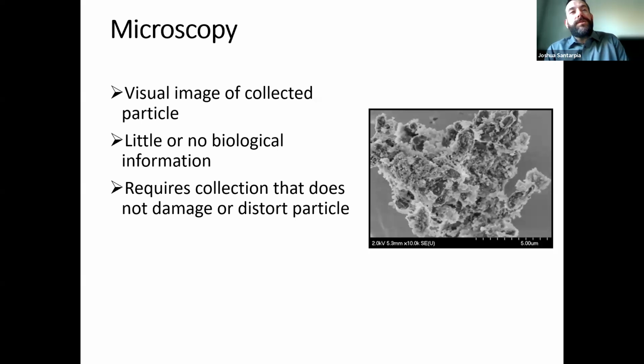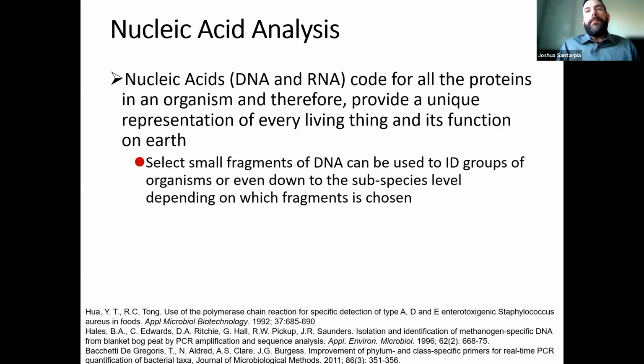Microscopy, as I said, you get a visual image of the collected particle. There's little or no biological information involved here. So if I asked you, what is this picture of, you would say, I don't know, it's some fuzzy stuff and some dark stuff. But I know, because I put it on the slide, that it's actually a collection of spores and some other crap around them. So it's an aggregate of Bacillus spores, as it turns out. But you couldn't know that simply by looking at the picture. That's part of my point. You have to be really careful how you collect things, so that you don't distort the particle upon collection. Otherwise, it won't look like what it did, and you might be fooled about what it was doing in the atmosphere.